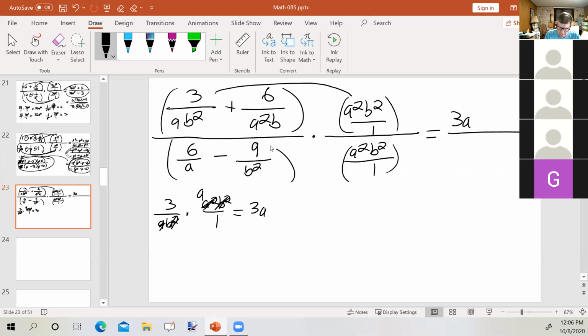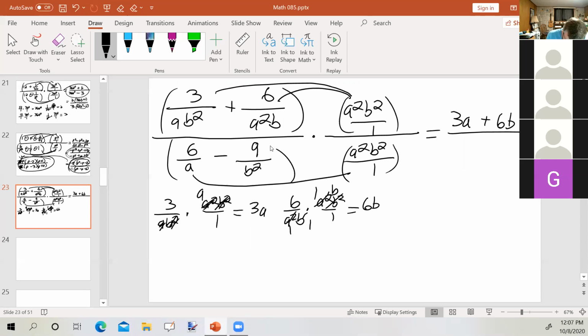Okay. Then 6 over a squared b times a squared b squared over 1. A squared over a squared reduces to 1 over 1. B squared over b reduces to b over 1, and I'm left with 6b. Got it. In the denominator, 6 over a times a squared b squared over 1. A squared over a is just a on top. I get 6ab squared.